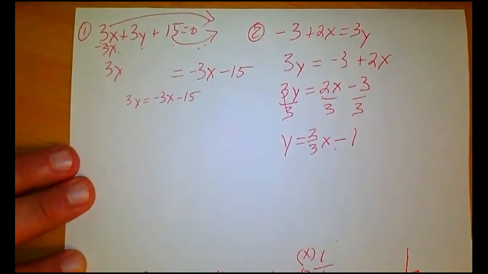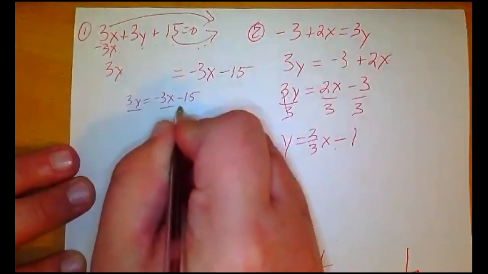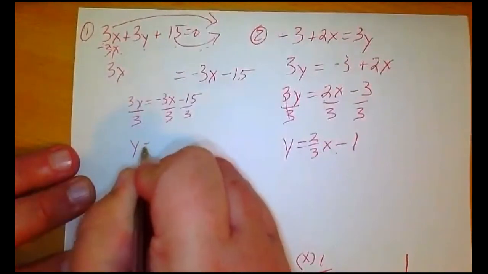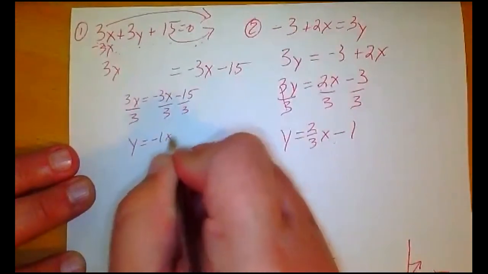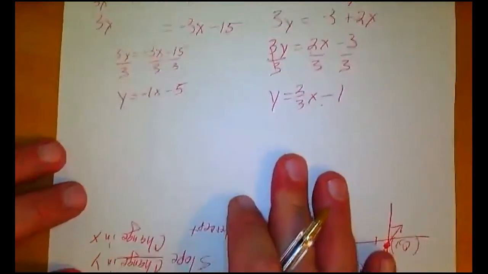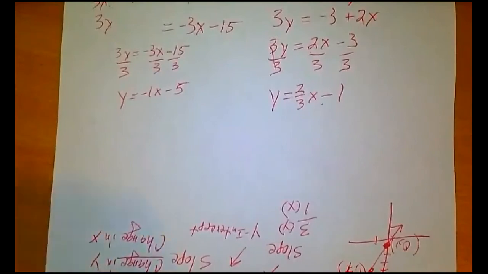Tatum, you getting that? You look like I lost you there for a second. You okay? All right. So if I divide everything by 3, I get y equals negative 1x minus 5. Okay? Now I'm going to have to graph this again.